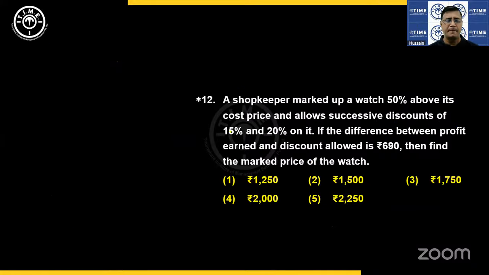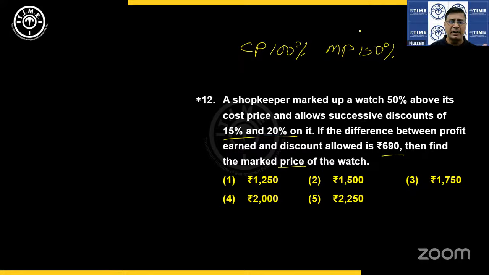Question number 12. A shopkeeper marked up a watch 50% above its cost price. When the cost price is 100%, market price, how much? 50% above. Marked up means above the cost price. He allows a discount of 15 and 20% on it. 2 successive discounts offered on it. If the difference between the profit and the discount allowed is rupees 690, then find the market price. Market price to be found.